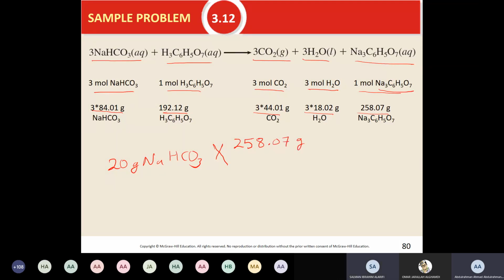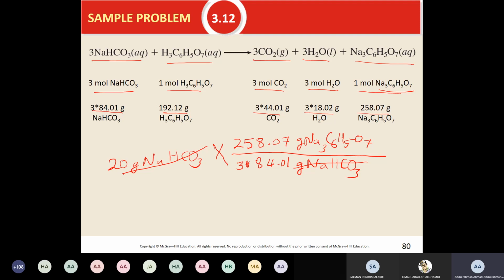258.7 gram Na3C6H5O7, and at the bottom 3 multiplied by 84.01 gram NaHCO3. 3 gram NaHCO3 will go with the gram of this one, and they have the answer. Is this clear? Do you know how to do this?